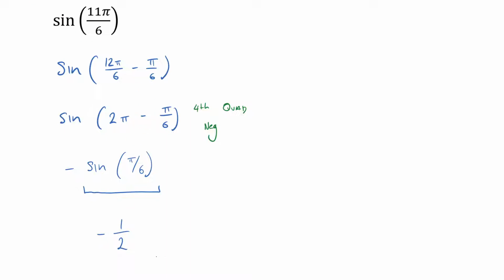If you're struggling to evaluate sine of pi on 6, this is where you'd utilize your special triangles. So again, you wouldn't write down your special triangle for each question. You'd have it written in one place where you can keep referring back to. So we know that this is going to be pi on 3. This will be pi on 6. This will be 2, 1, the square root of 3.